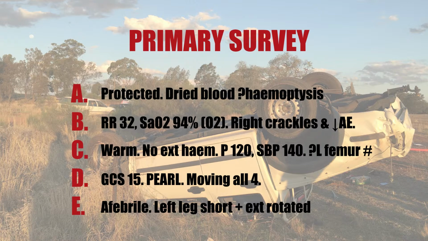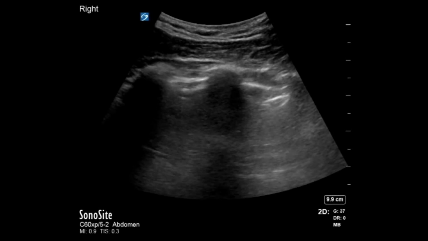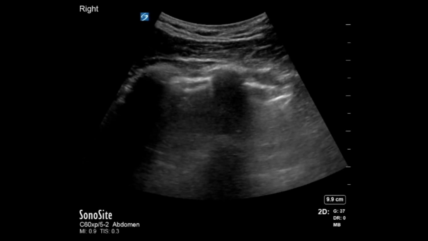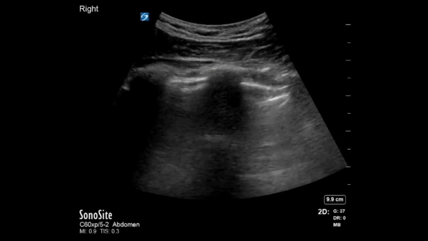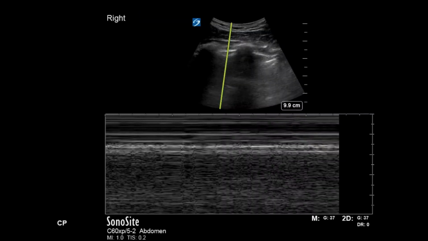Working for us at Sydney HEMS, however, we've got an ultrasound in our aircraft, so we perform an E-FAST. On that right side, you see clear lung sliding, both anteriorly and throughout all lung fields on that side. Supplemented with a seashore sign on M mode in all of these regions, you confidently exclude a pneumothorax.